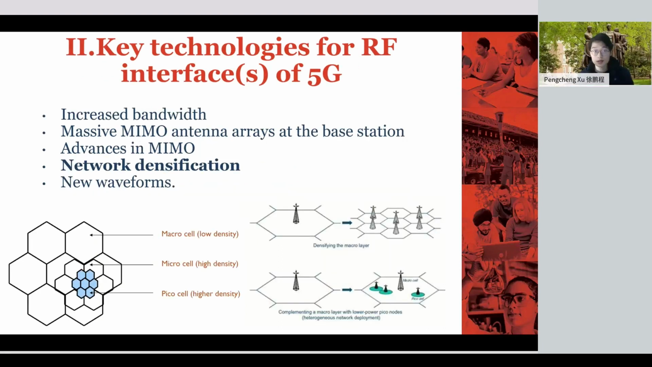The third technology is network densification. Its basic idea is to design a smaller cell for the tower, so that it will result in traffic offloading to smaller cells, especially for indoor hotspots and dense urban microcells. So it has some benefits.